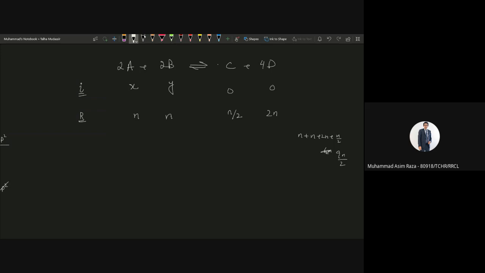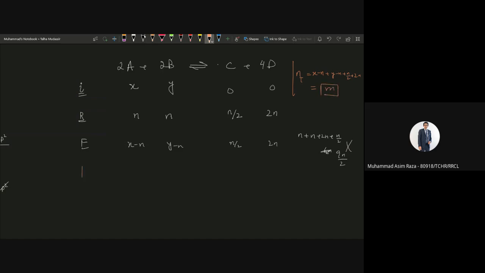Now if you find out the number of moles at equilibrium, no, this is not fine actually. At equilibrium you have to find out the total number of moles. So at equilibrium you have the number of moles as x minus n, y minus n, n over 2 minus 0 is n over 2, and 2n minus 0 is 2n. So the total number of moles are x minus n plus y minus n plus n over 2 plus 2n. Let's say this total number of moles is equal to m.